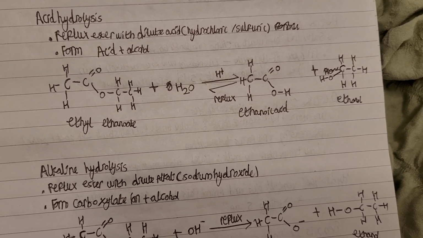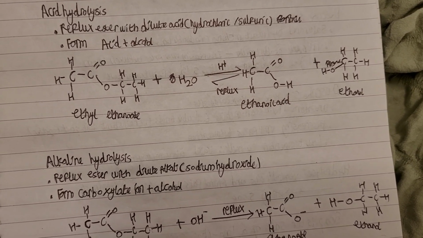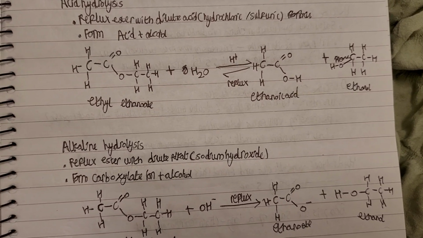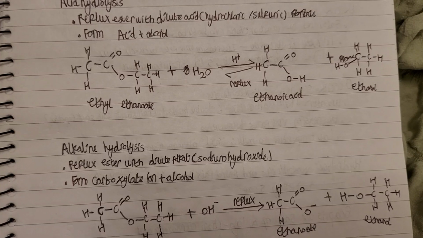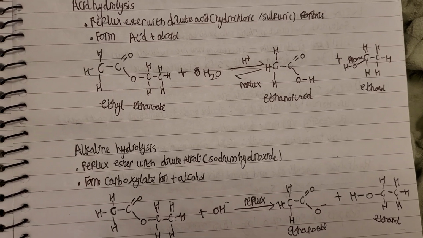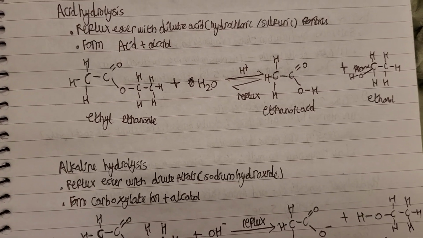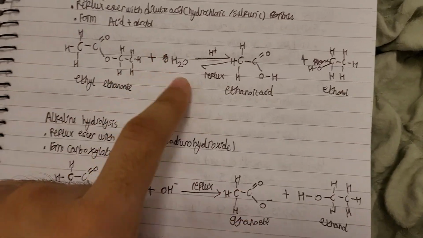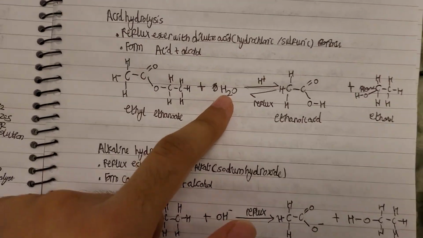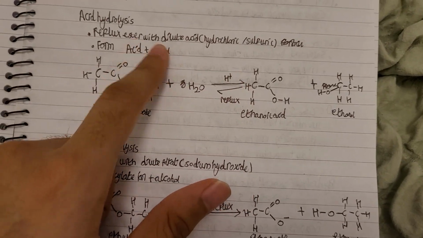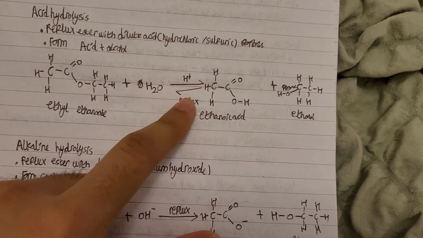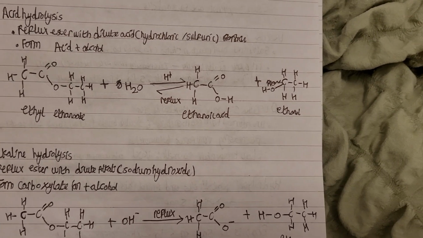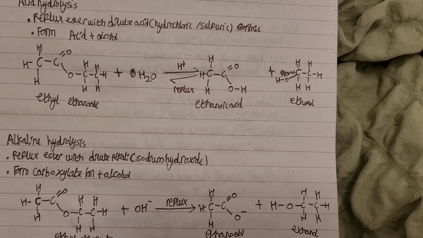So in acid hydrolysis, we reflux an ester with a dilute acid, sulfuric or hydrochloric, and we form an acid plus an alcohol. In this case, we've got an ester, ethyl ethanoate, plus H2O, hydrolyzed, add water, and then the dilute acid, so H+, reflux, and now we form ethanoic acid plus an alcohol, so it's going to be ethanol.